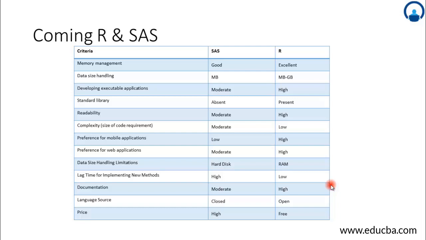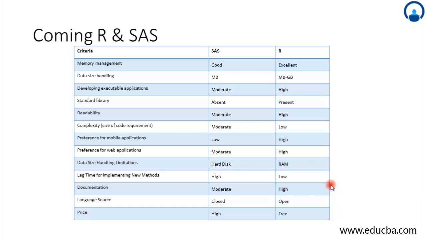Data size handling: SAS can handle 2 GBs, but you have to buy the space. But R can handle the space. R can handle GBs of space with the free version as well. Executive applications, the compatibility of R is very high. Standard libraries, there are no standard libraries in SAS, while in R there are a lot. Readability is very high. Complexity is low.